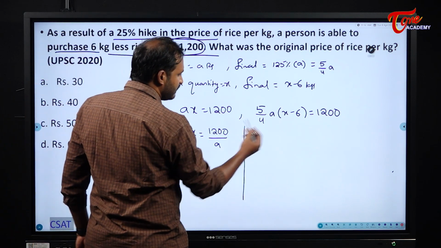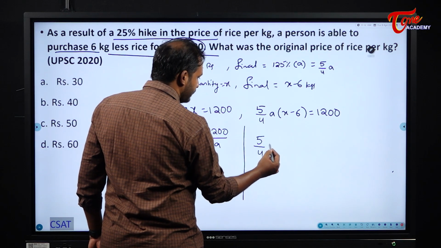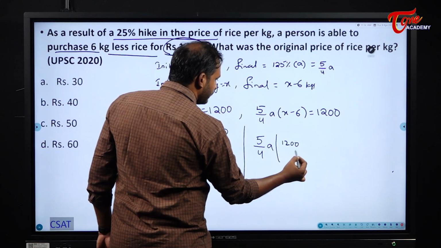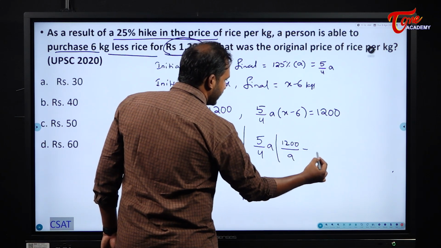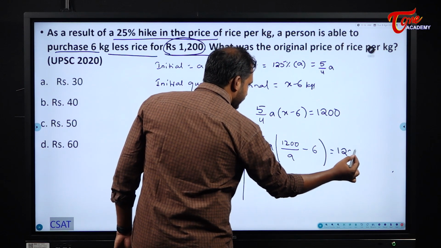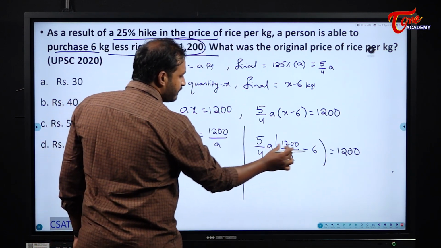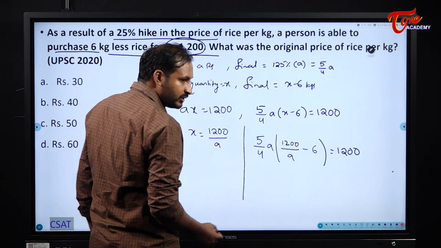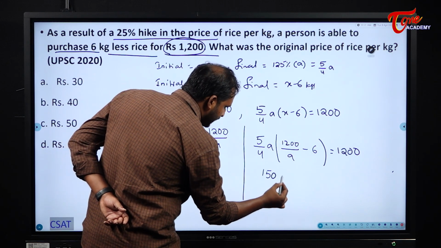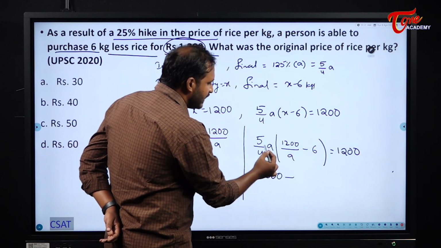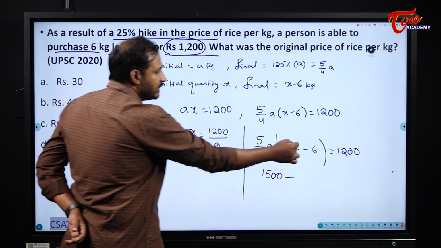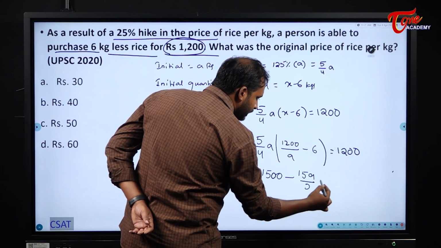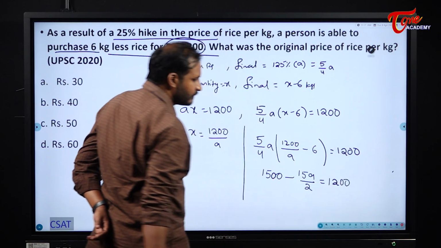So now when I substitute here, what happens to this? 5 by 4 A into 1200 by A minus 6, that is equal to 1200. Now when I multiply 5A by 4 with 1200 by A, A and A will get cancelled and 4 ones 4, 4 300s are 1500. So this will become 1500 minus, when I multiply this with this one, 5 into 6 by 4, that is 15A by 2. This is equal to 1200.